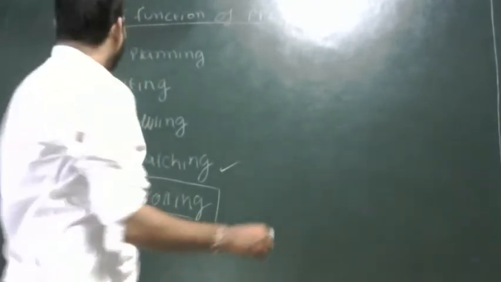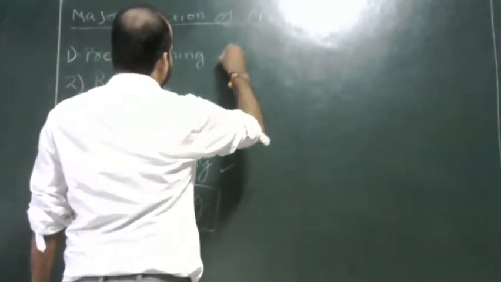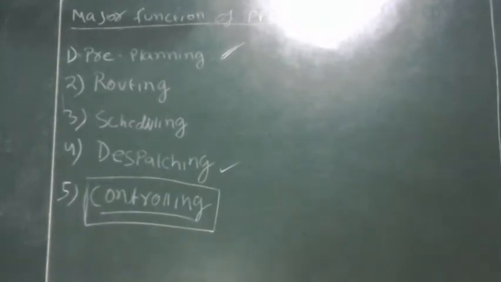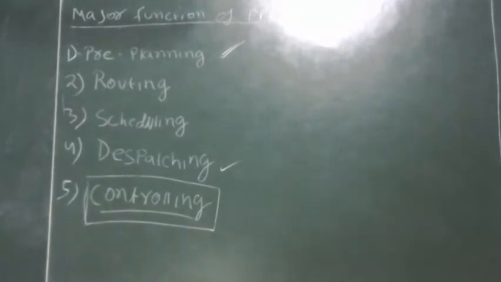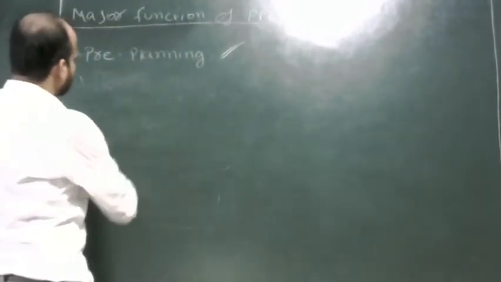Okay, now write down pre-planning and 2 or 3 lines related to pre-planning. Okay, write down. Planning is taking decision about the future course of action.